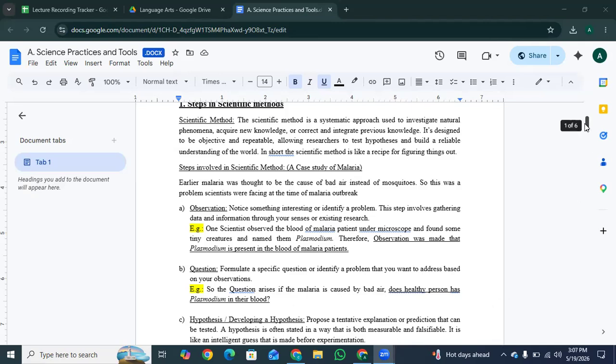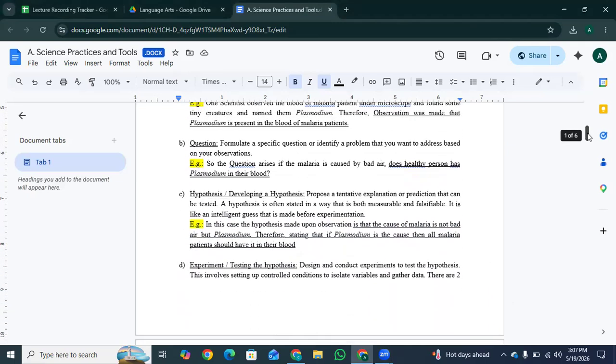So the next one is hypothesis. Okay. So, developing a hypothesis. Propose a tentative explanation or prediction that can be tested. A hypothesis is often stated in a way that is both measurable and falsifiable. It is like an intelligent guess that is made before the experiment.